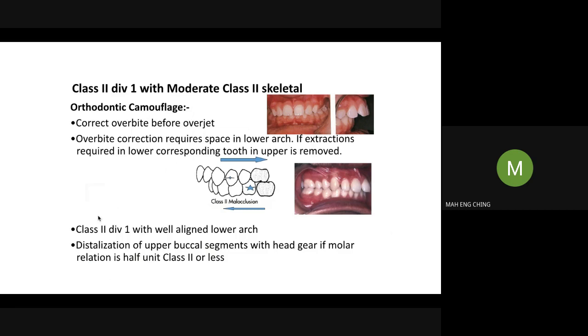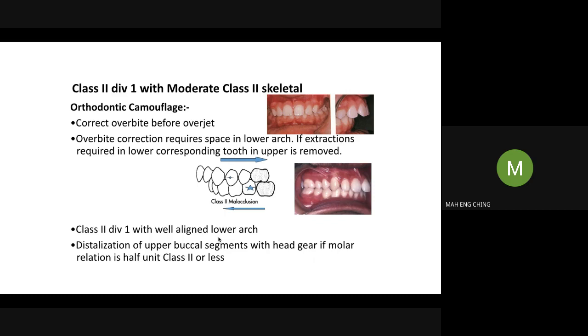So for Class 2 Division 1 with a well-aligned lower arch, maybe distalization of the upper buccal segment with headgear if the molar relationship is half unit Class 2 or less. So let's say it's just slightly Class 2, not severe Class 2, then maybe you can bring it back using the headgear only, provided they are well aligned, with no crowding. When it comes to severe crowding, it's quite straightforward, we take out good premolars, then generate the space for the alignment. But if the teeth are well aligned and you just want to bring the whole jaw back, then you can consider the headgear instead of extractions.